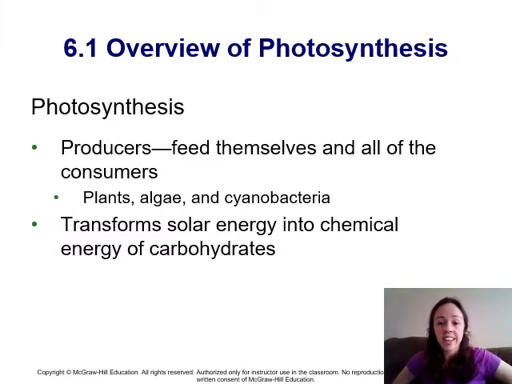So all of the plants, algae, and bacteria that perform photosynthesis are known as producers. They produce their own food and enough food for the rest of the animals on Earth, which are known as consumers. Makes sense. Photosynthesis will transform solar energy into chemical energy. Or put another way, photosynthesis uses the sun, carbon dioxide, and water to produce glucose and oxygen that they will then release into the atmosphere for animals to use.